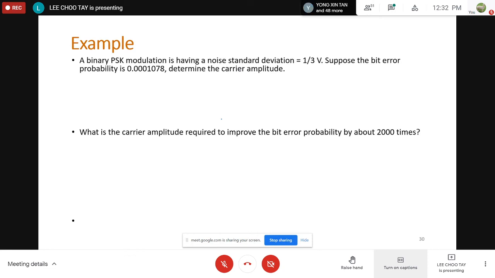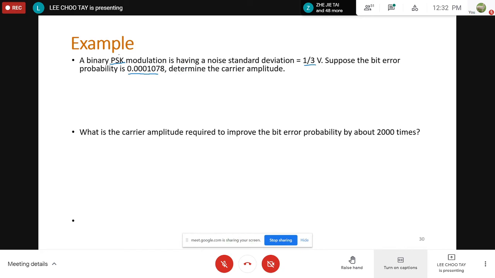All right, now let's look at another example. In this example, we have a binary PSK modulation scheme. The noise standard deviation again is 1/3 of a volt. Suppose the bit error probability is 0.000171068. Determine the carrier amplitude. So again, to find this, we have to make use of the Q function table.